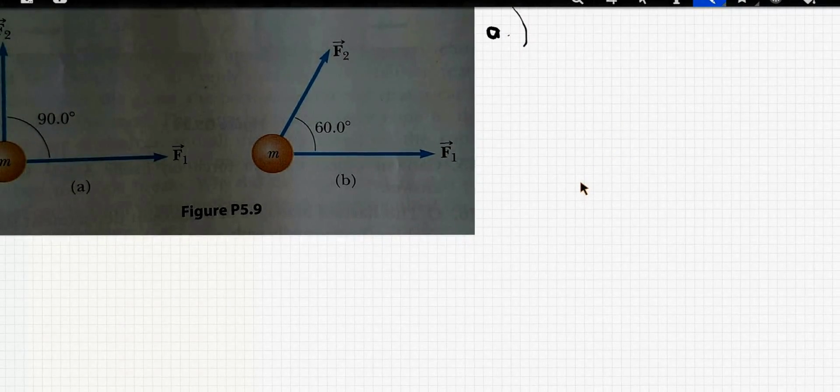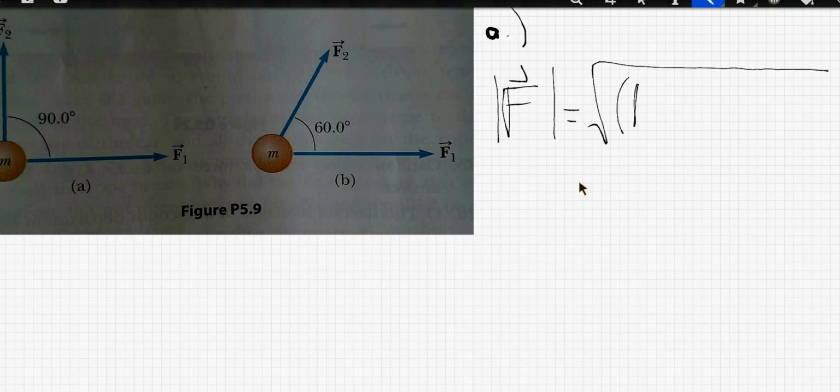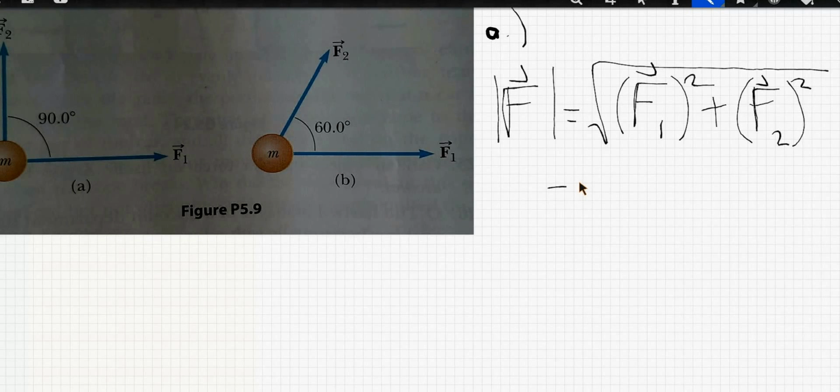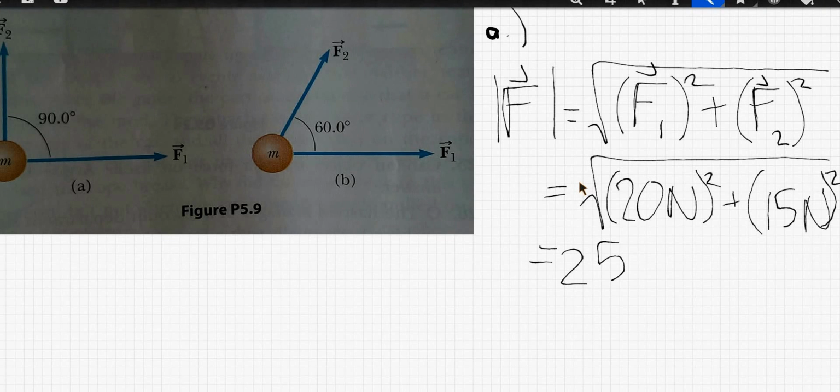So to find the resultant force, you do square root of F1 squared plus F2 squared. And F1 is equal to 20 newtons. So we have 20 newtons squared plus 15 newtons squared, and doing that should give you 25 newtons.